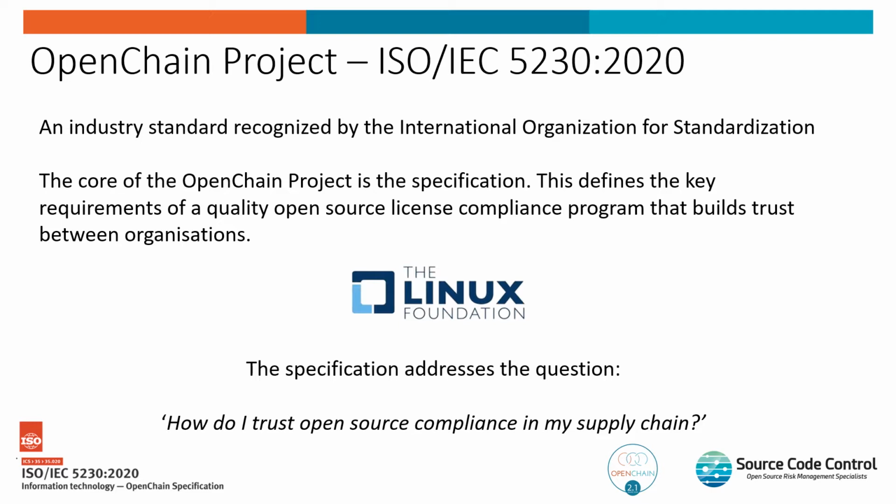The core of the OpenChain project is its specification. This defines the key requirements of a quality open source license compliance program that builds trust between organizations. The specification addresses the question, how do I trust open source compliance in my supply chain? Well, trust in the supply chain can be founded on the fact that an organization's conformant program indicates to others that it has been designed to achieve license compliance for the open source software it shares.